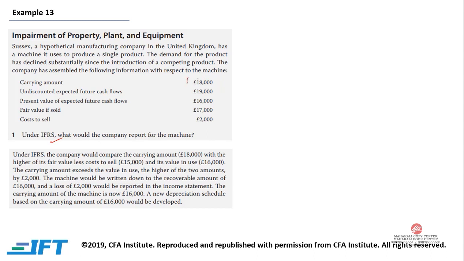So initially the carrying amount is 18,000. So we need to compare 18,000 with the higher of the two. Now, the higher of the two between the present value of expected future cash flow and fair value minus cost to sell. So fair value minus cost to sell would be 15,000. And the present value of expected future cash flow, the value in use, is 16,000. So we need to choose the higher of the two. So the higher of the two is 16,000.